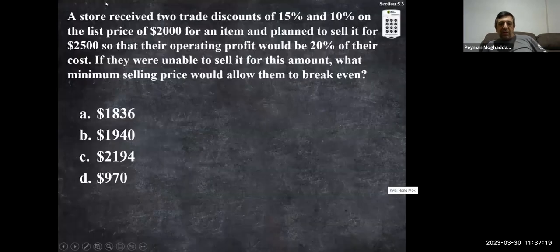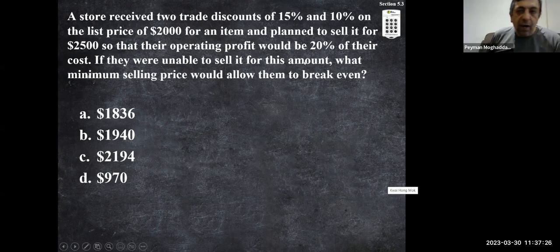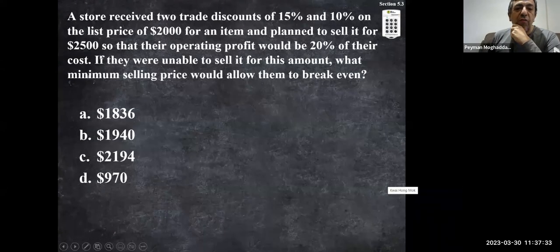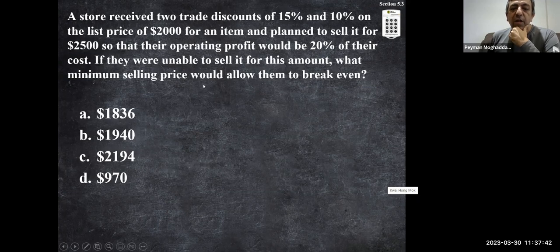So let's do another example here. A store received two trade discounts of 15% and 10% on the list price of $2,000 for an item and plans to sell it for $2,500, so that their operating profit would be 20% of their cost. If they were unable to sell it for this amount, what minimum selling price would allow them to break even? Okay, I'll give you 5 minutes for this. This is a more complicated question than the other questions, but I'm sure you guys can do it.